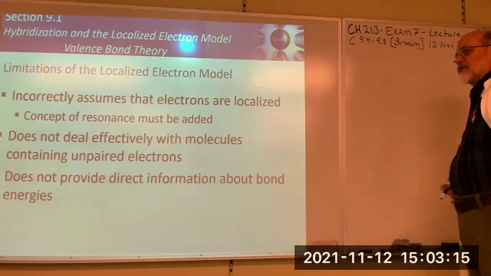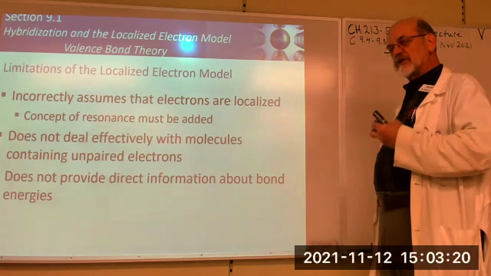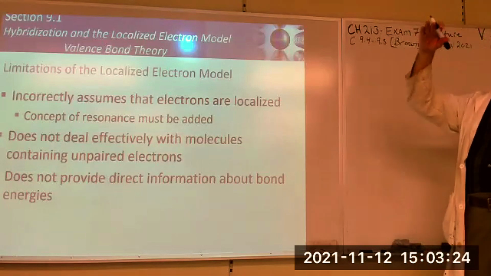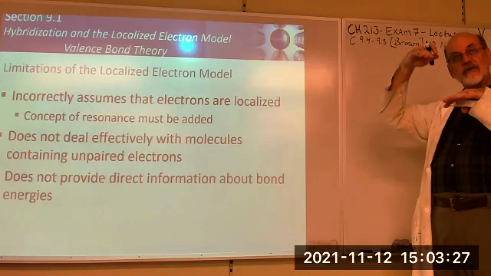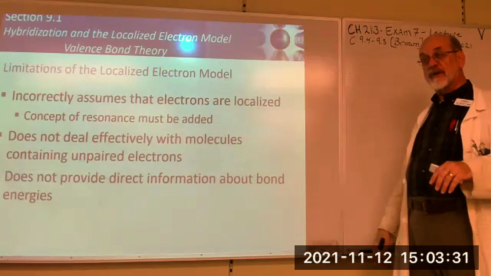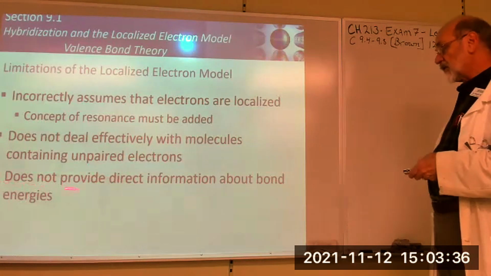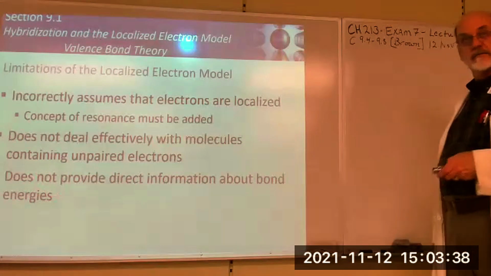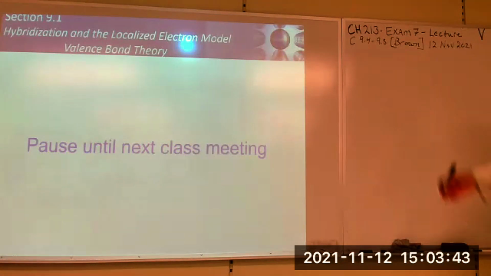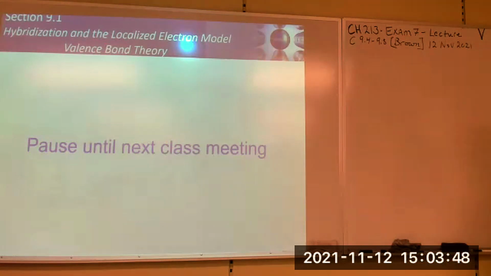We sort of gave an idea of what the bond energies should be. We didn't actually quantify them. When we hybridize an S and a P orbital, the energy should be somewhere in between, and we just sort of plastered it up there on the board without putting numbers on it. And the theory cannot tell you what the bond energies are.